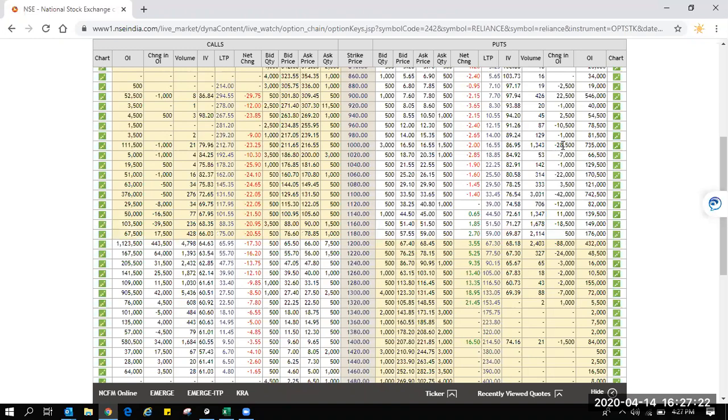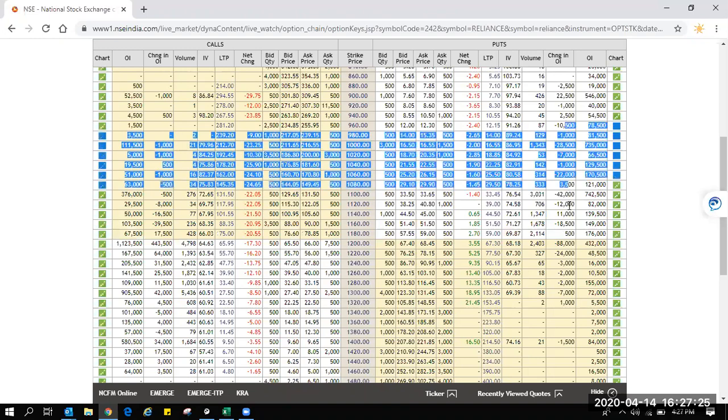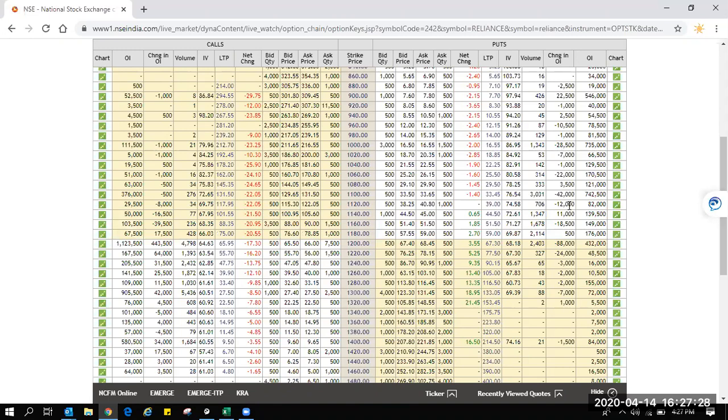Now, many people are not aware of why this is showing negative. These negative numbers are called unwinding. Unwinding means people who had shorted these strikes thought that they should run for cover, meaning they have closed their positions and opted to sit out from those strikes. Say for example this one, 1120, 12,000 shares have been unwound. That means people who were holding those 12,000 have offloaded their positions. That is why it is showing negative.